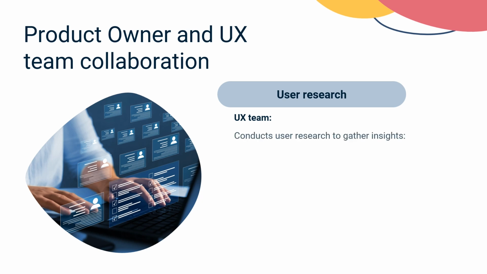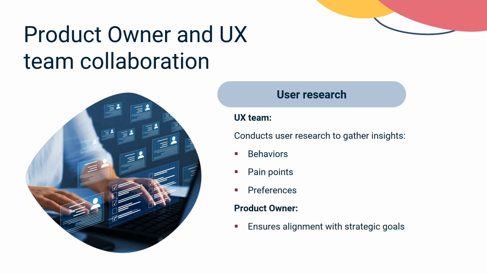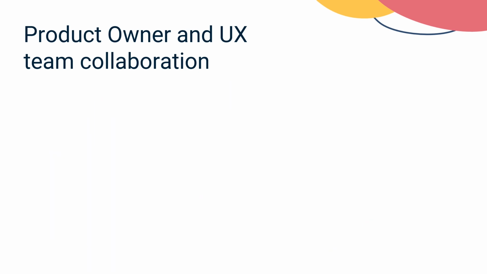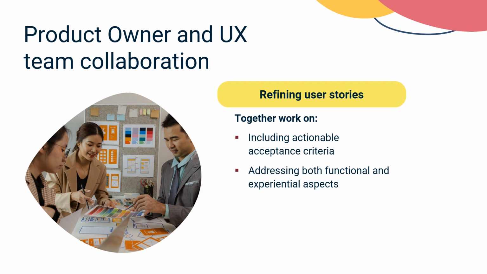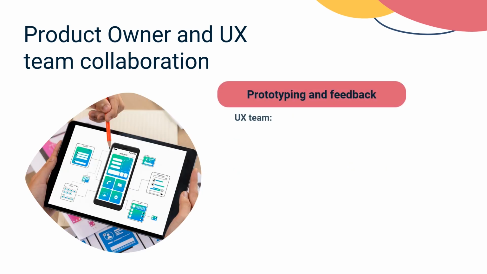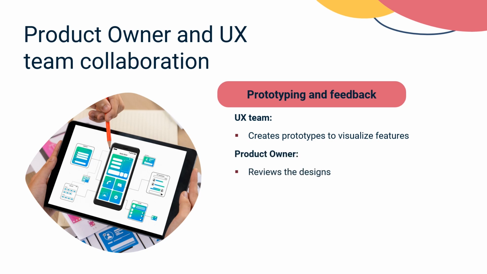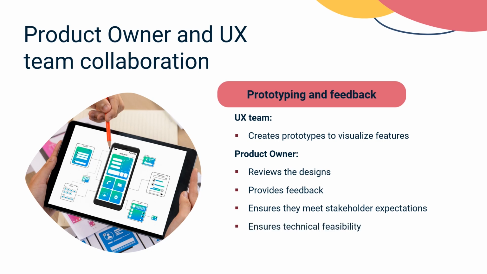The UX team conducts user research to gather insights into behaviors, pain points, and preferences. The product owner ensures this research aligns with strategic goals and incorporates findings into the product backlog. The product owner works with the UX team to refine user stories. Together, they make sure the user stories include actionable acceptance criteria that address both functional and experiential aspects. UX designers create prototypes to visualize features. The product owner reviews these designs and provides feedback to ensure they meet stakeholder expectations and remain technically feasible.